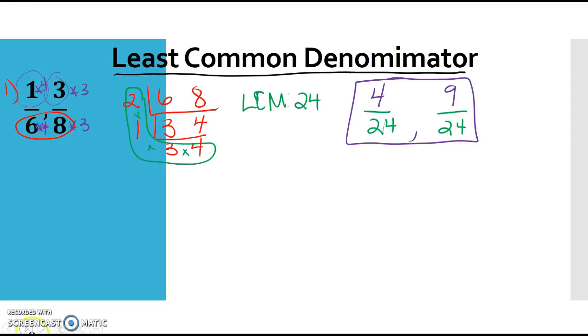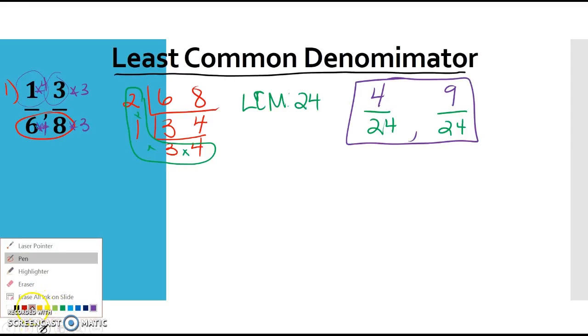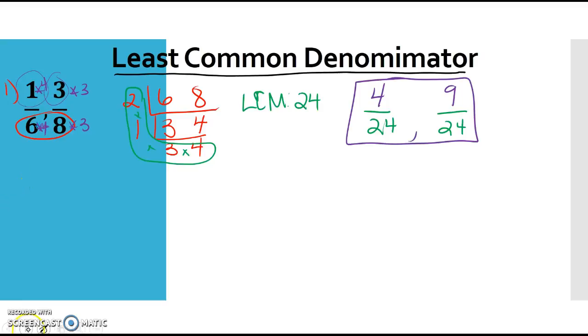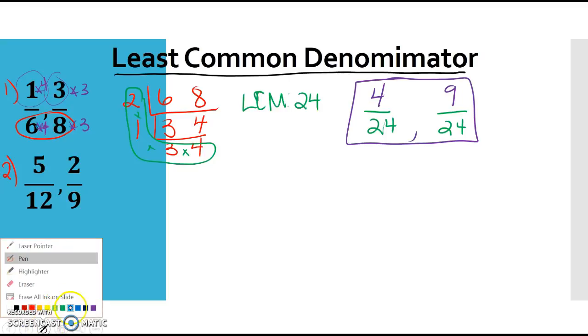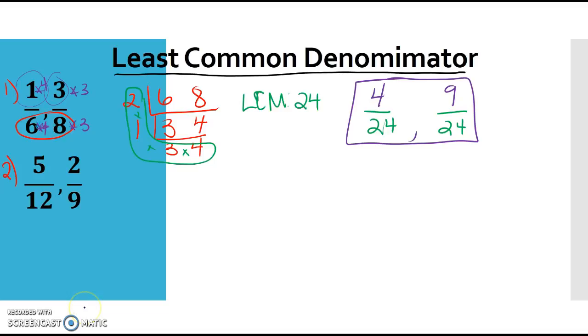So we're going to try another one. I'm going to number this number 2. And these are 5/12 and 2/9. So go ahead and number this number 2, write down 5/12 and 2/9. And then what I'm going to do is pick a different color, and I'm going to set up another ladder with 12 and 9. And we're going to find the least common multiple of those 2 numbers.